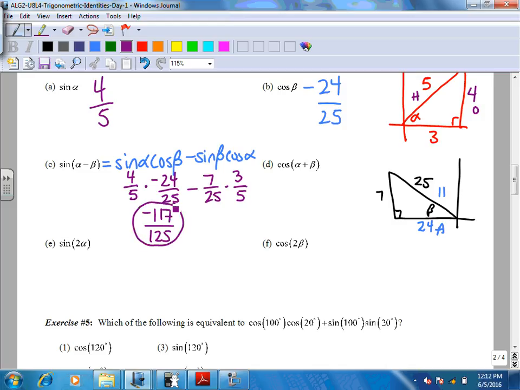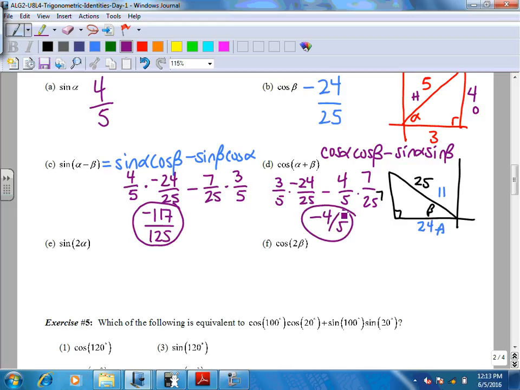Okay. Same type of thing for cosine of alpha plus beta, just a different formula we're going to have to use. This is going to be cosine alpha cosine beta minus sine alpha sine beta. When we start to plug in, cosine alpha is 3/5. Cosine beta is negative 24/25. Once we know all the values, it's easy. We're just plugging in. Sine alpha is 4/5. And sine beta is 7/25. Again, use your calculator to get negative 4/5. Now the next two are a little trickier.